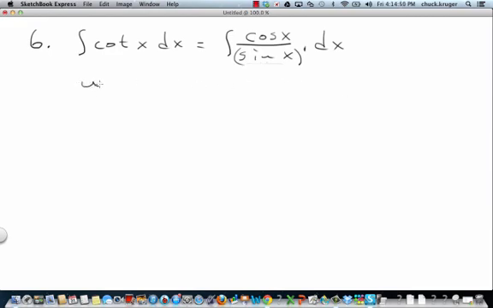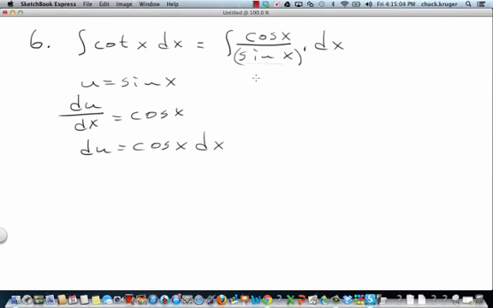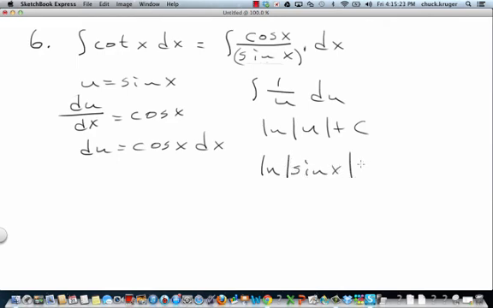So I'm going to let u equal the sine of x. That means du dx is equal to the cosine of x. du is equal to the cosine of x dx. So when I substitute, I'm going to get 1 over u du. And so I have the natural log of the absolute value of u plus c. What's u? That's equal to sine of x. So the antiderivative of the cotangent of x is the natural log of the sine of x plus c.